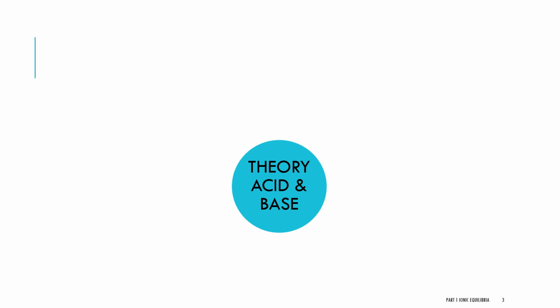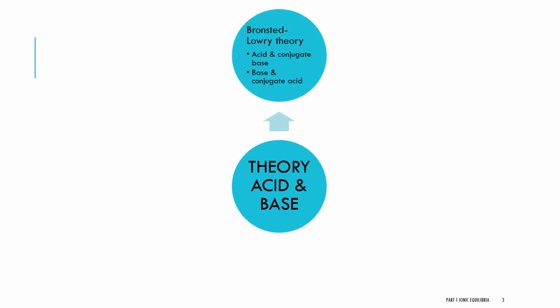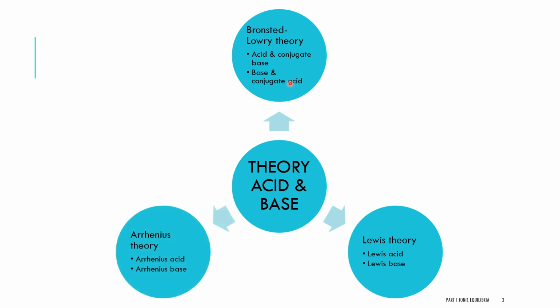So we have three theories over here. The first one is Bronsted-Lowry theory, where you are going to learn what is the acid and its conjugate base pair, and what is base and its conjugate acid pair. So untuk teori ini sahaja yang dia ada pasangan acid dengan conjugate base dan pasangan base and its conjugate acid. The second theory is Lewis theory and the third one is Arrhenius theory. So after the lesson, you are able to identify what are the acid and bases according to these three theories.